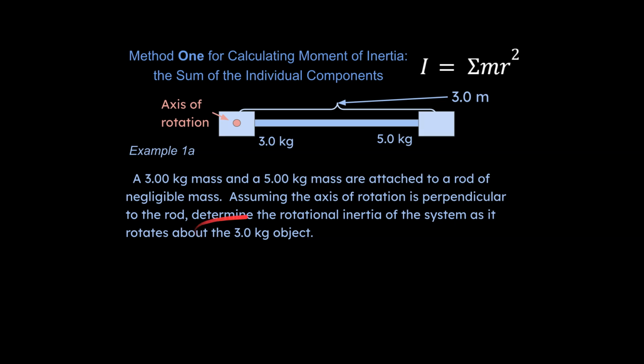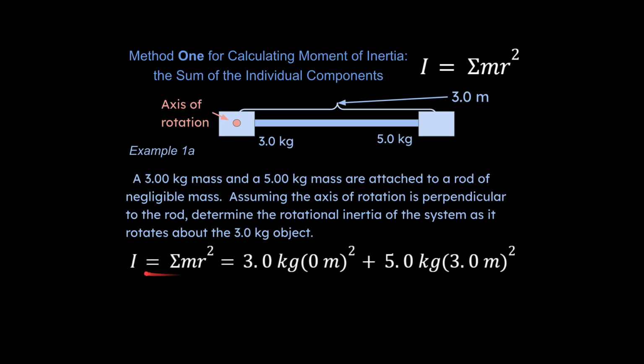So you can read the problem here if you choose, but that's more or less how I was explaining it. We want to use this summation strategy here. So the sum of the moment of inertia for the first object, notice that is going to be a 0 for the r value. So that whole term goes away. This is going to be 5 kilograms at 3 meters squared. So if you do the math here, you end up with 45 kilograms times meters squared. Those are going to be the units for the moment of inertia, by the way. And that's how you would go about doing this first example 1a.